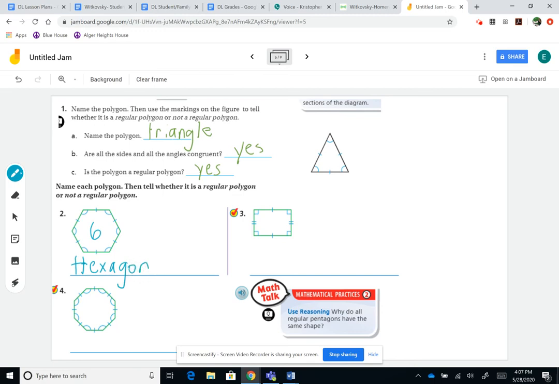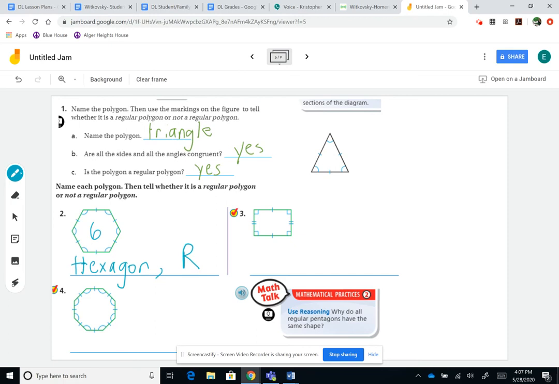H-E-X-A-G-O-N. And is it regular or irregular? Take your best guess. It's regular because each angle has one curved line in it, meaning that all 6 of them are the same. And each side has one hash mark in them, meaning each of those are the same. So I'm going to put an R for regular. If you want to put an R for regular on your homework section of this, I am fine with that.